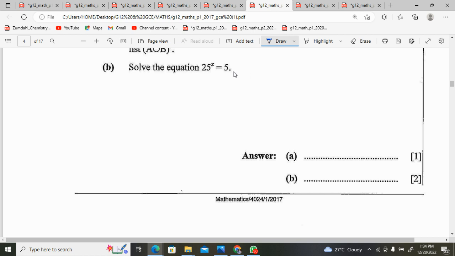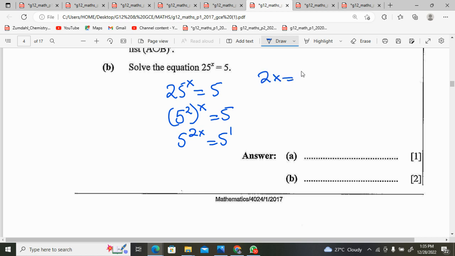What of this one? Want to solve the equation 25 to the power x is equal to 5. Every time you want to solve an index equation, make sure that the bases are the same. Express 25 in base 5, so that is 5 to the power 2. And then you have got x, that is going to be equal to 5. Now, the 2 and the x can multiply, so that will be 5 to the power 2x is equal to 5. And we know that 5 just is the same as 5 to the power 1. Since the bases are the same, even the powers are the same, so 2x is equal to 1. Divide both sides by 2, x is going to be equal to 1 over 2.